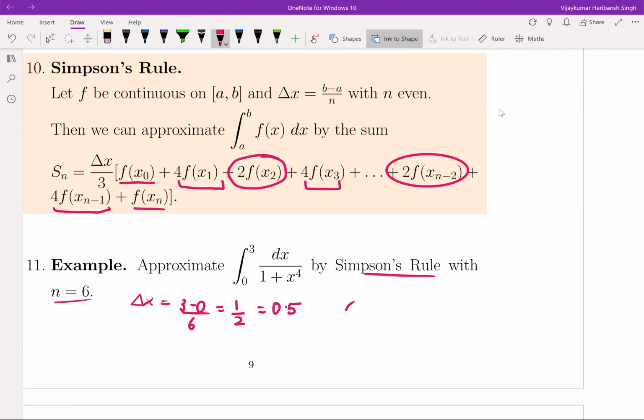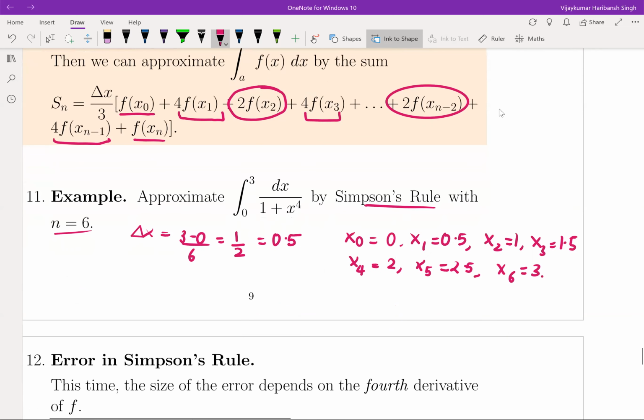What are my points? x0 is 0, x1 is 0.5, x2 is 1, x3 is 1.5, x4 is 2, x5 is 2.5, x6 is 3. So now what does trapezoid rule, Simpson's rule tell me?